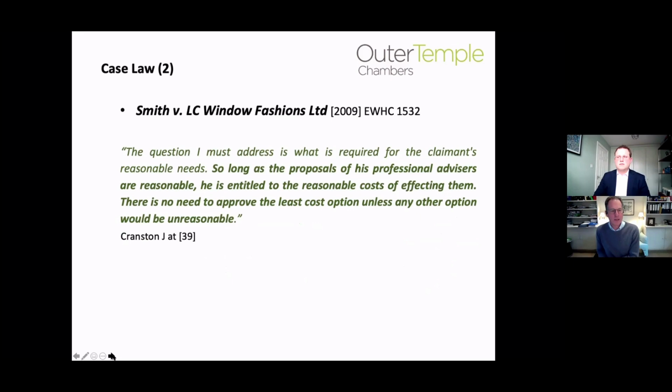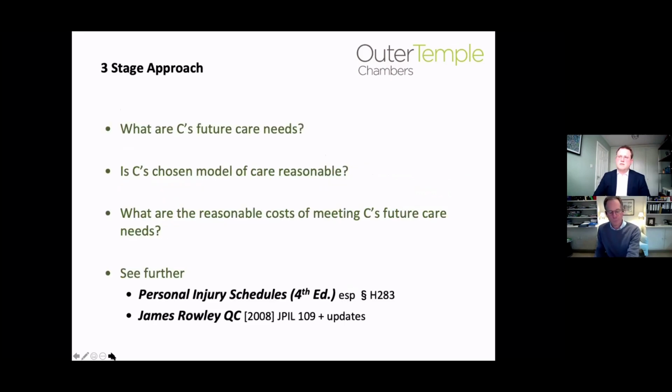at, said this: "The question I must address is what is required for the claimant's reasonable needs. So long as the proposals of his professional advisors are reasonable, he is entitled to the reasonable costs of effecting them. There's no need to approve the least cost option unless any other option would be unreasonable."